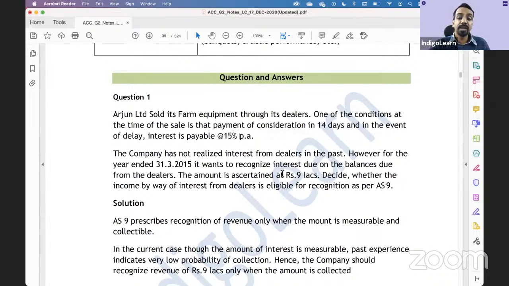Now, generally, you would say if there is a condition of sale that interest is payable after 14 days, the entity can recognize interest.